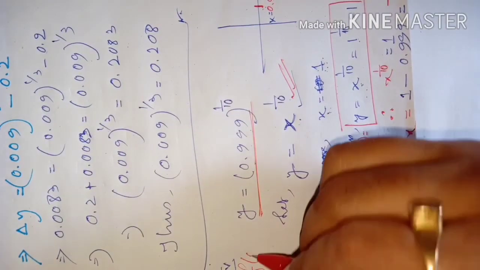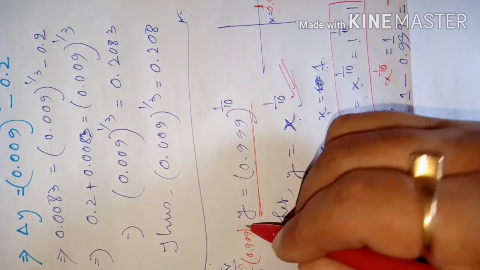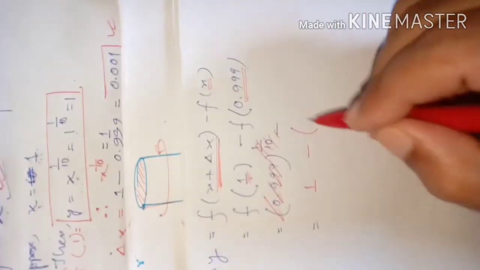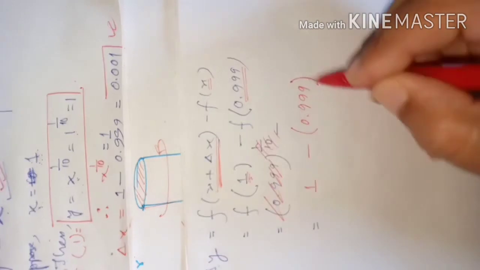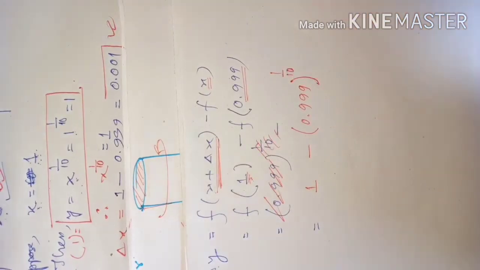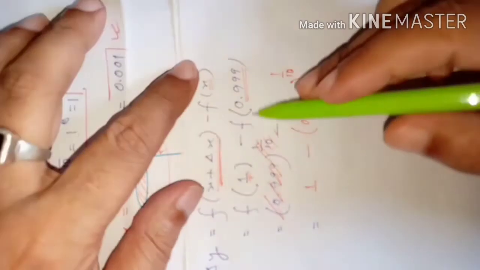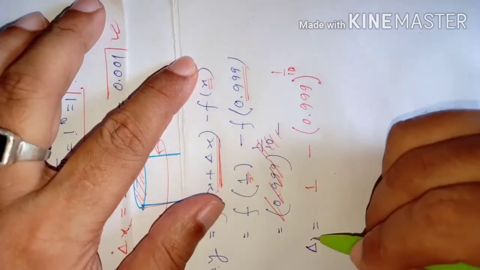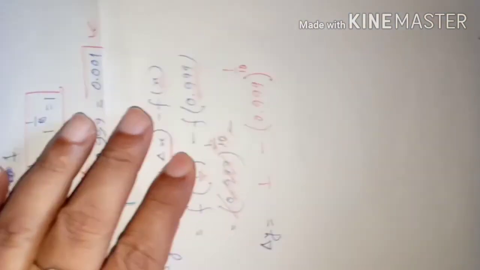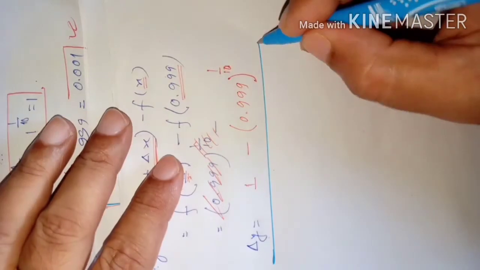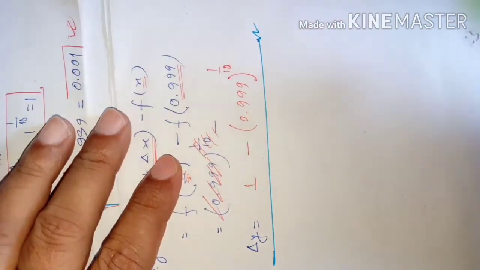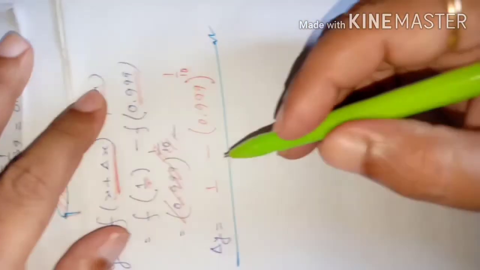F of 0.999 is equal to this one. So we will write here 0.999 whole to the power of 1 by 10. This is our f of 0.999. So this is the expression for delta y. Now for the time being we stop here. Now we will go for dy by dx. So this was another step, that is the third step.